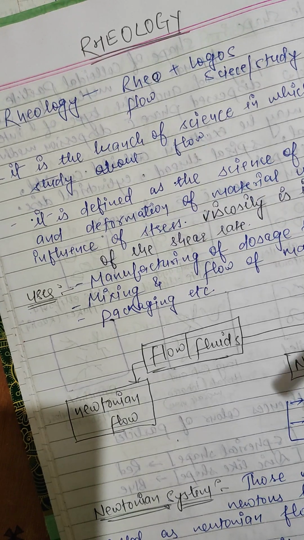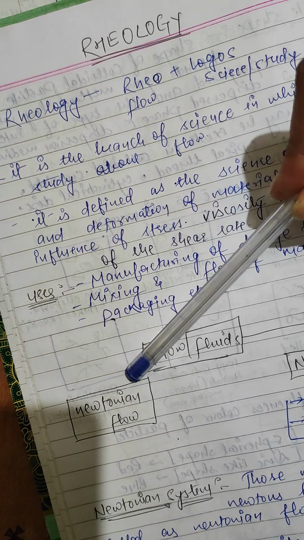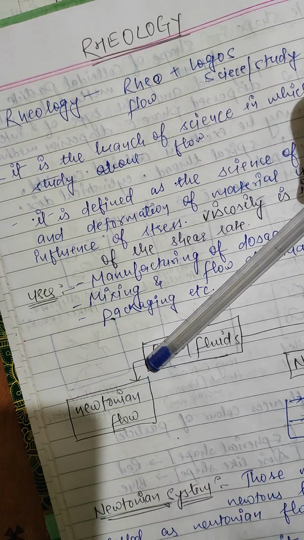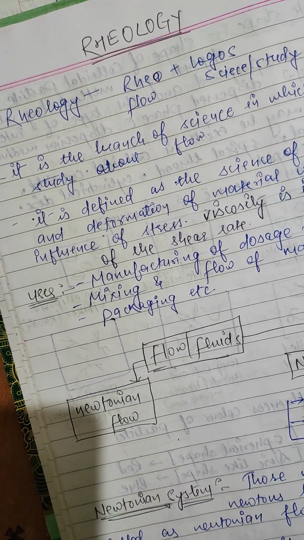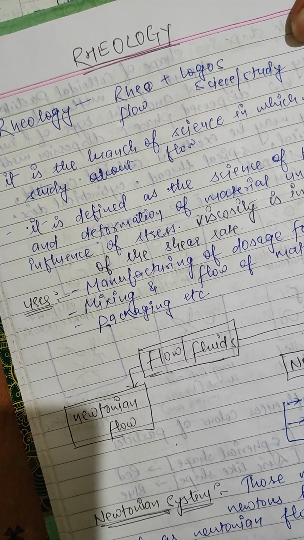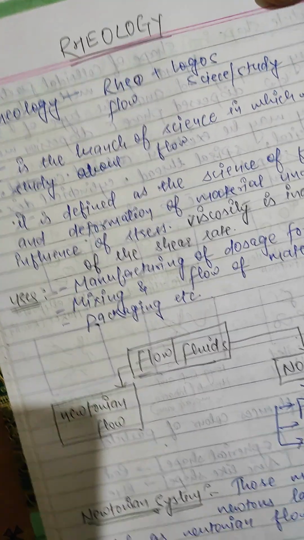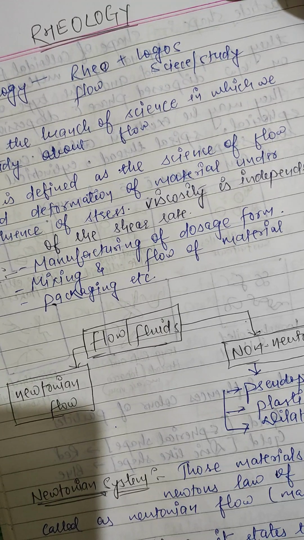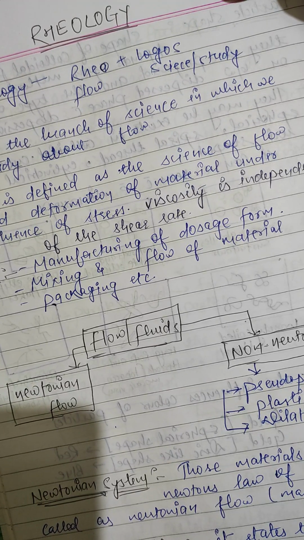And there are two types of flow any liquid can exhibit, that is Newtonian flow and non-Newtonian flow. We discussed that liquids which obey Newton's law are known as Newtonian fluids, and those which do not obey Newton's law of flow are known as non-Newtonian fluids.